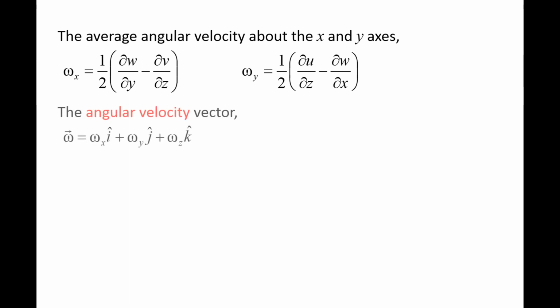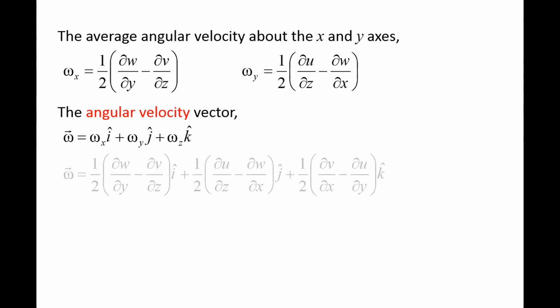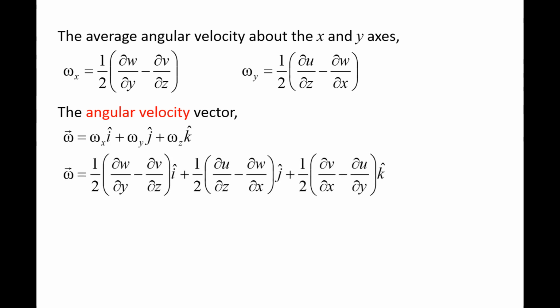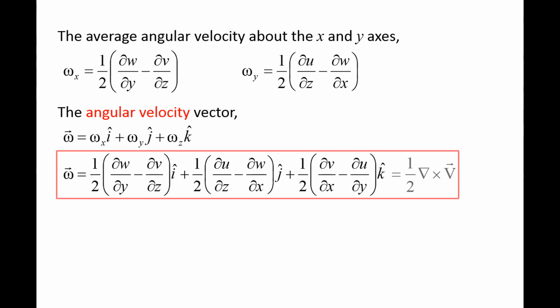Using the three expressions for angular velocity about the x, y, and z axes, we can construct an angular velocity vector omega, which is equal to omega x i hat plus omega y j hat plus omega z k hat. Let's plug in the expressions for the three components. Recalling the definition of the curl of a vector, you can show that the angular velocity vector is simply 1/2 the curl of the velocity field. This means the curl operator picks out the portion of the velocity field that causes rotation.